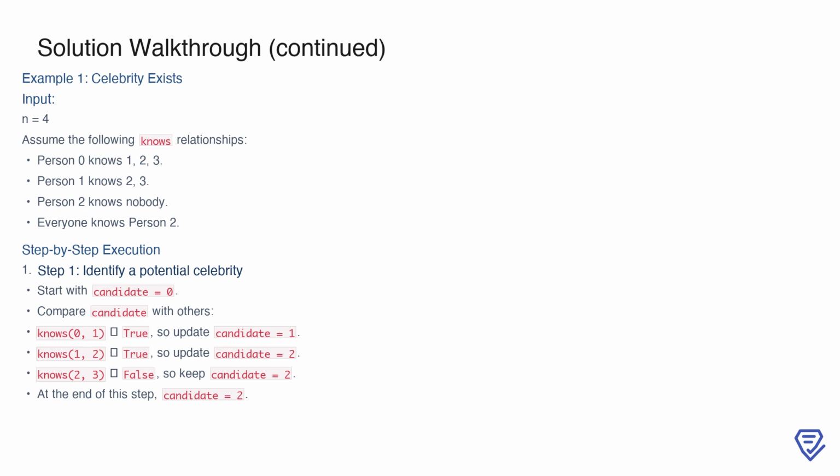Comparing candidate 0 with others, we find that knows(0, 1) is true, meaning candidate 0 knows person 1, so we update the candidate to 1. Next, knows(1, 2) is true, so we update the candidate to 2. Finally, knows(2, 3) is false, so candidate 2 remains unchanged. By the end of this step, we have identified person 2 as the potential celebrity.